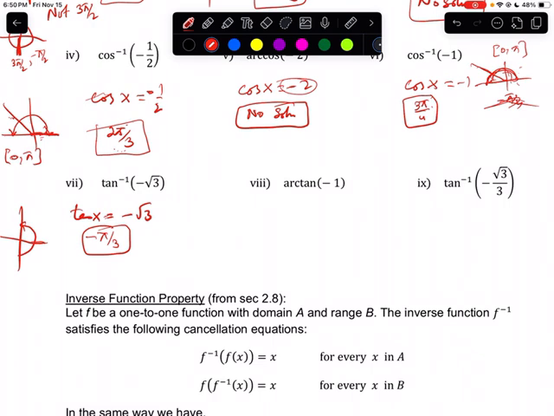This means tangent of x equals negative 1. So the answer will be negative pi over 4, because remember we are in this region. Next is tangent inverse of negative square root of 3 over 3. In this case, tangent x is equal to negative square root of 3 over 3. So the answer will be negative pi over 6.